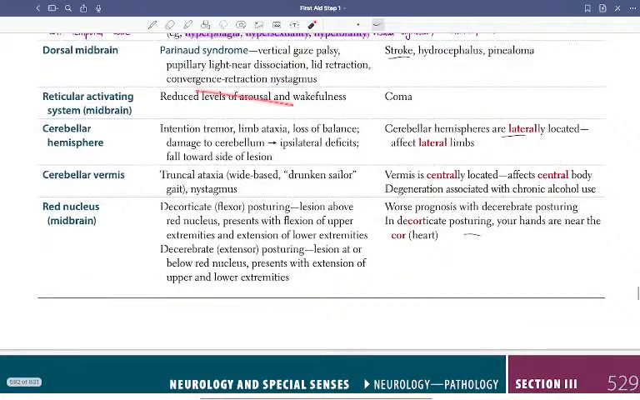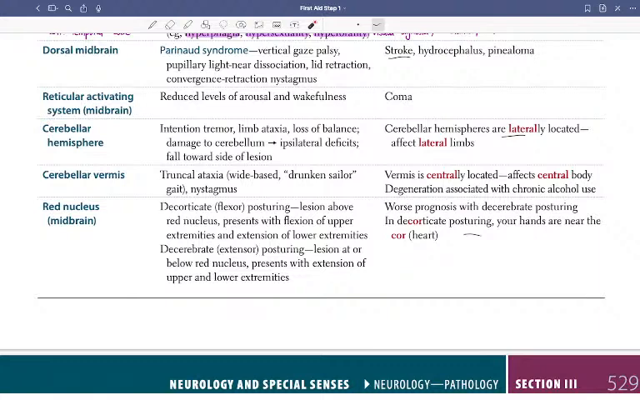This I don't remember what exactly it is, but okay, forget it. Next is reticular activating system, that is the midbrain. Okay, obviously coma. If anything happens to the cerebellar hemisphere, intention tremors. Okay, resting tremors was in Parkinson's, intention tremors, limb ataxia, ipsilateral deficits. Okay, so this is the only one. Inferior cerebellum, cerebellar peduncle, inferior cerebellar tract.